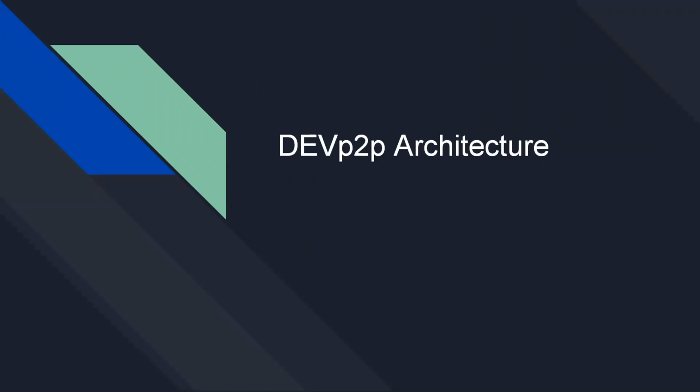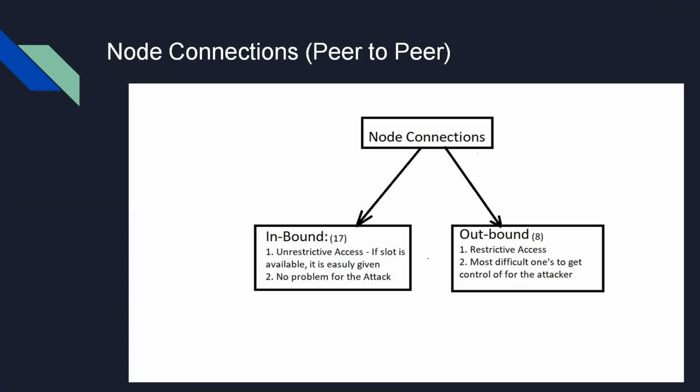Before going to the attack, first we will discuss the DevP2P architecture. DevP2P is a session management module in Geth inside the P2P network layer. The architecture in the latest Geth version is as follows. Every node by default has 25 TCP connections to other peers. Of 25, 17 are inbound connections which are initiated by other peers.